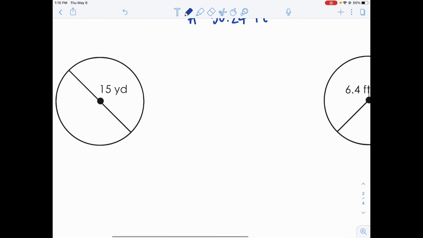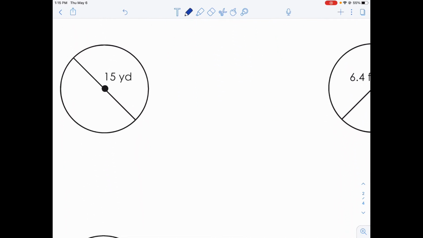Let's do another one. On this particular one, first thing we ask ourselves is, did they give us the radius? The answer is no, they gave us the diameter. So now we need to use that to find the radius. To find the radius, you take the diameter, 15, and divide it by 2. 15 divided by 2 means that the radius of this circle is 7.5 yards.